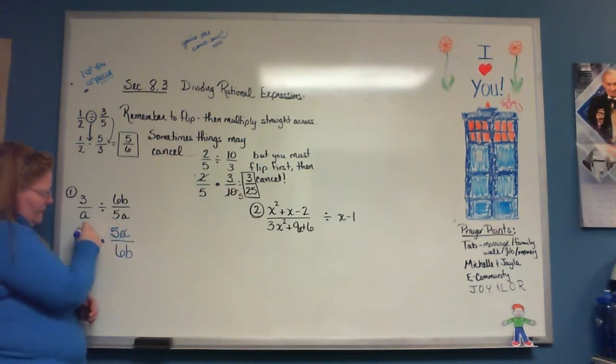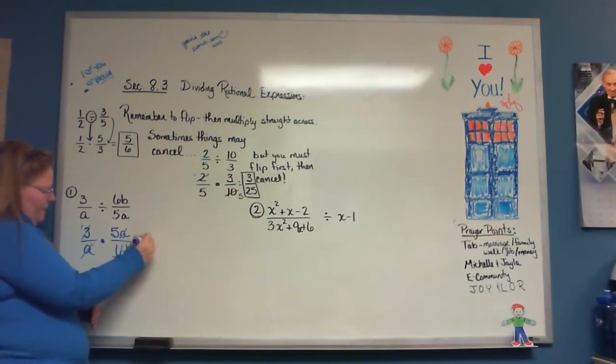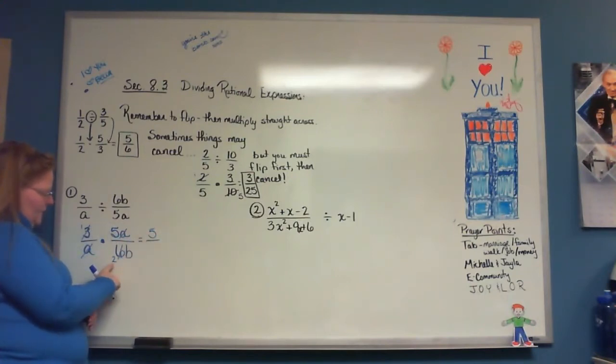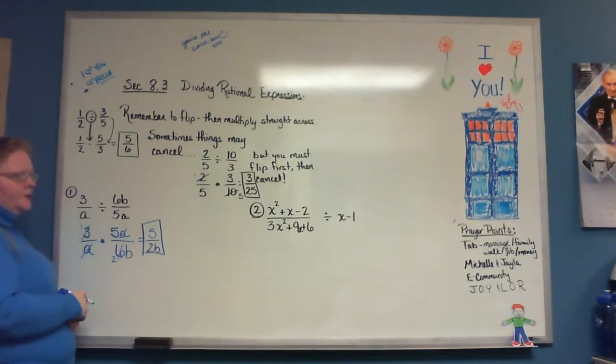A's can cancel out. 3 goes into 3 one time, 3 goes into 6 two times. That leaves me with 1 times 5 on top and 2b on the bottom. Or not 2b. That is the question.